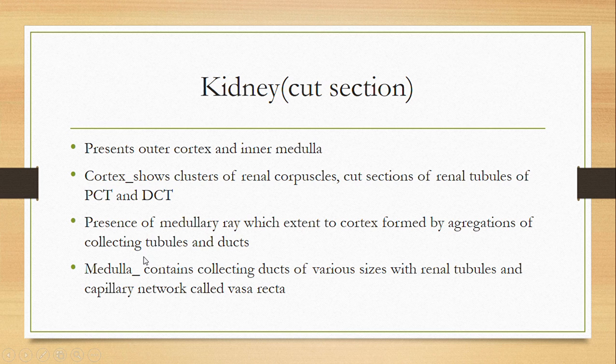Aggregations of collecting tubules and ducts can be seen in the medulla. The medulla contains collecting ducts of various sizes with renal tubules and capillary networks. The specialized capillary network seen in the kidney is known as the vasa recta, which can also be seen in the medulla. Cut sections of blood vessels can also be seen in the medulla, though not very visible.